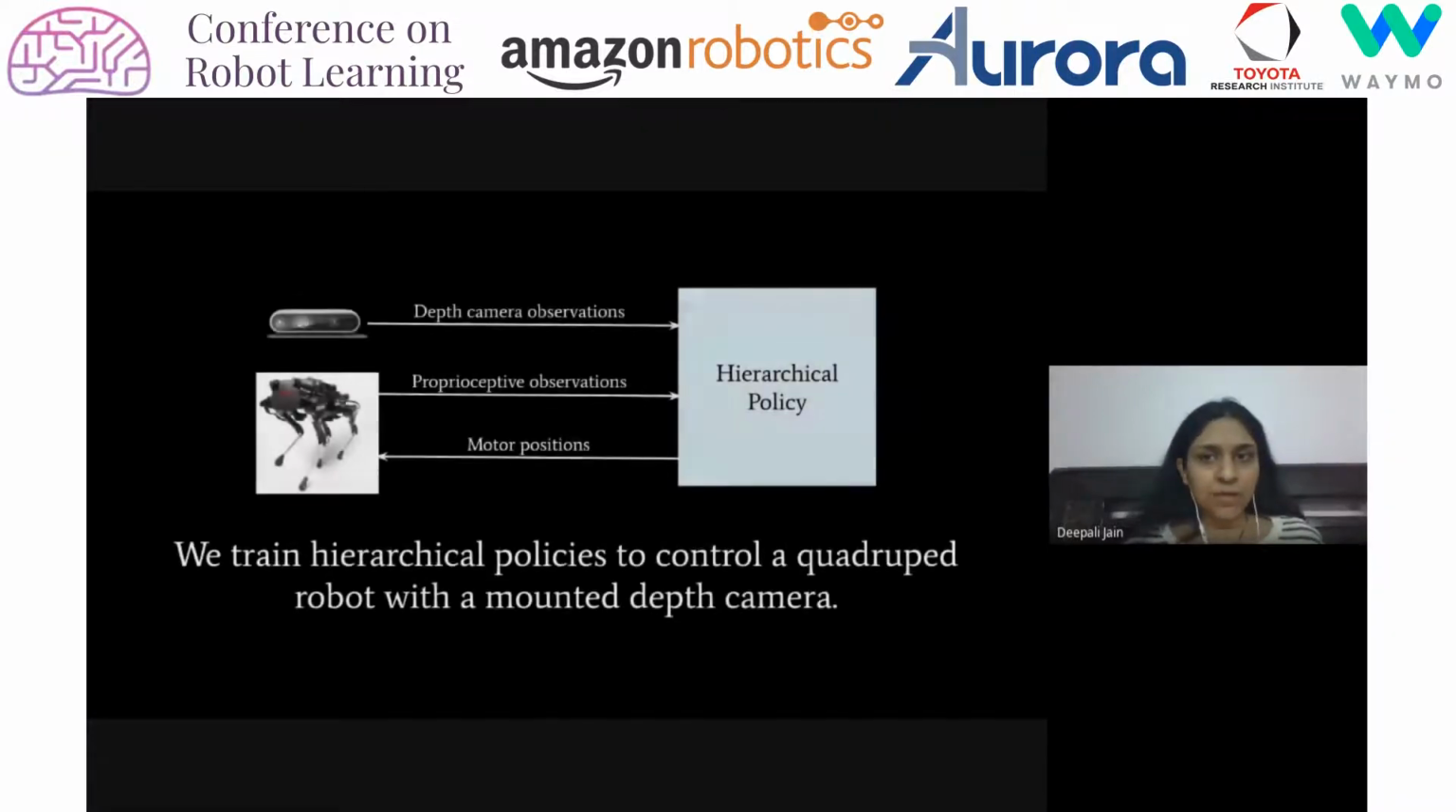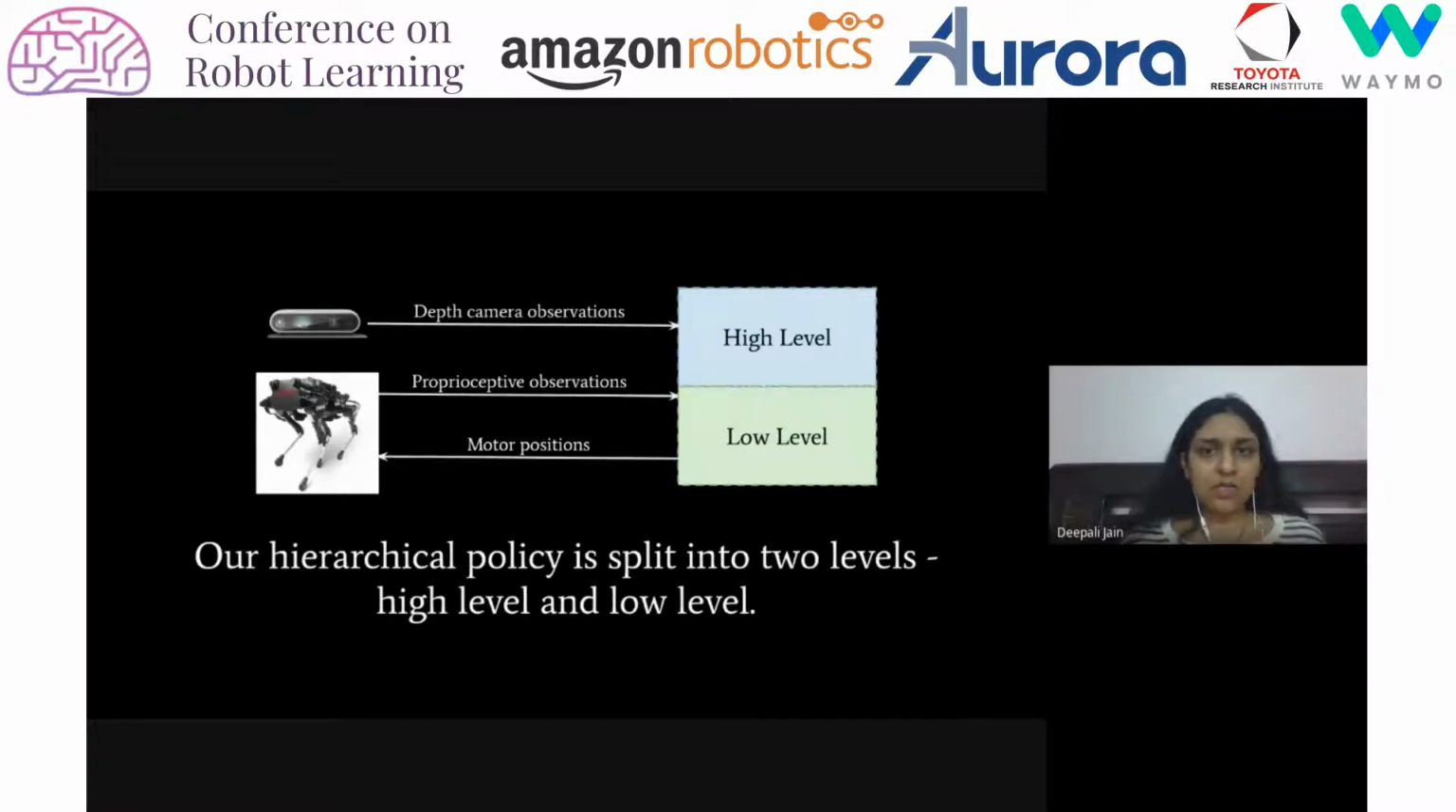This is our problem setup. We design and train a hierarchical policy to control the Laikago robot to perform navigation in various 2D environments. The policy observes images from a camera mounted on the robot and observations from other onboard sensors and produces motor commands. Our hierarchical policy is split into two levels, high level and low level.